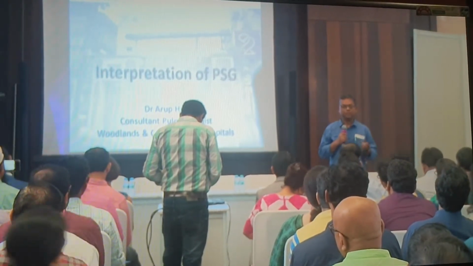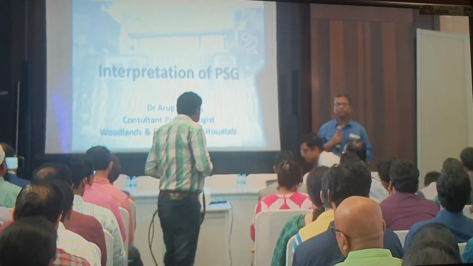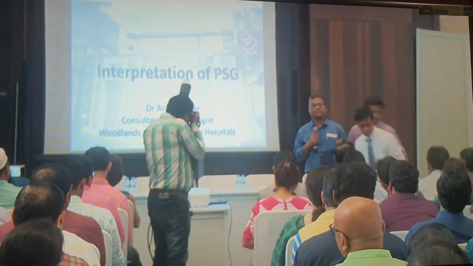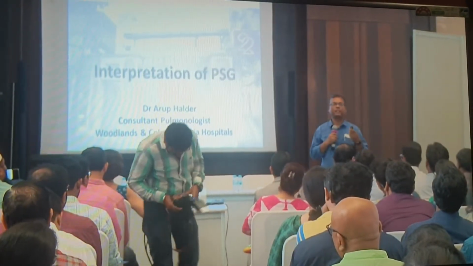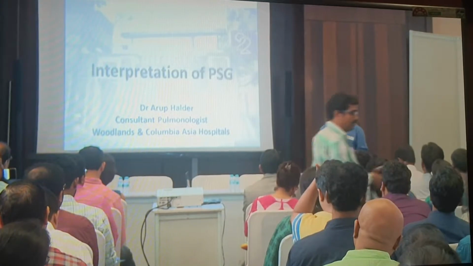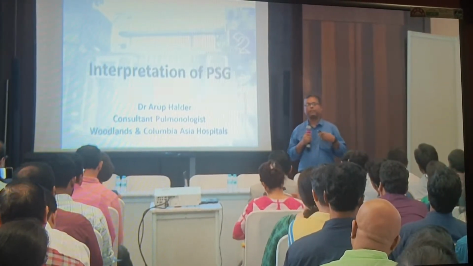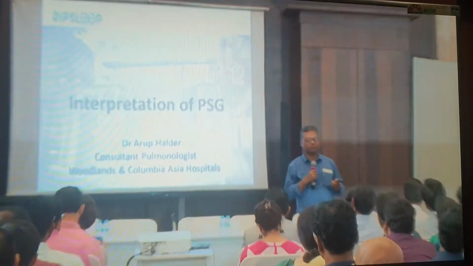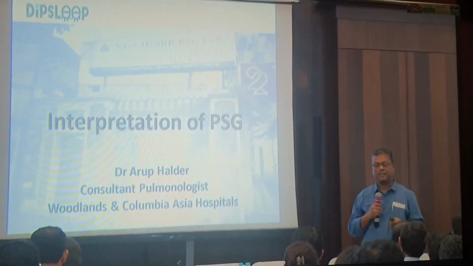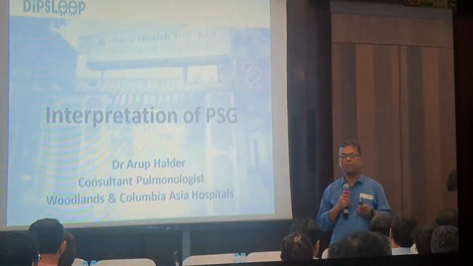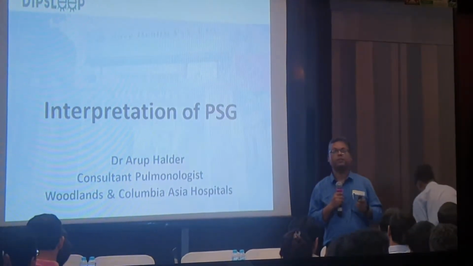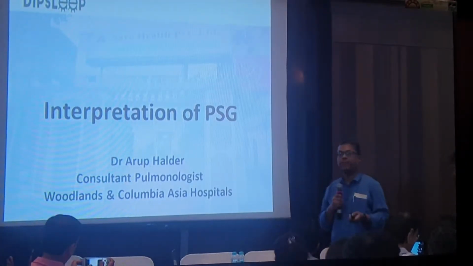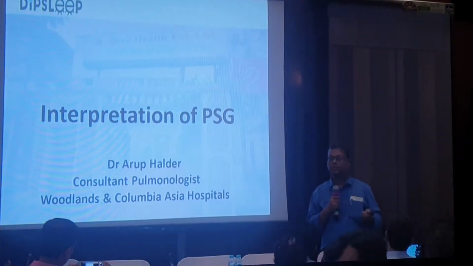Level 1, level 2, level 3 and level 4. In level 1, we measure 7 channels. What are the channels? We measure the EEG, we measure the EOG, we measure the EMG. Along with, there are flow channels, there are effort channels, there are ECG, and there is pulse oximeter. If all these channels are done in a lab in presence of a technician, then we call it a level 1. And if all these channels are done in absence of a technician, then it is called a level 2.